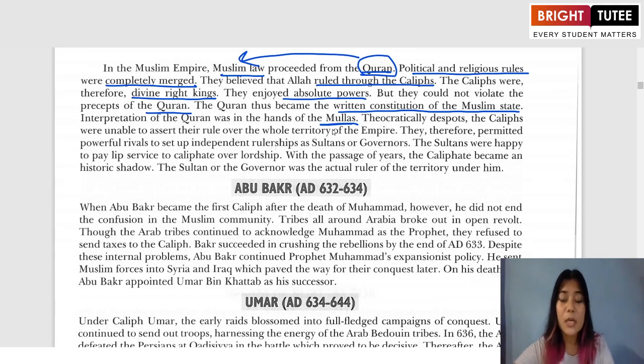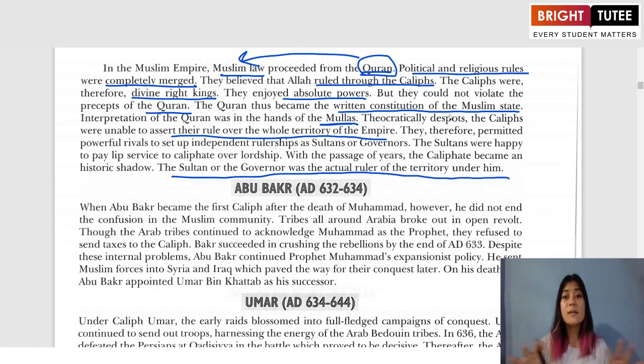Theoretically despots, the caliphs were unable to assert their rule over the whole territory of the empire. They therefore permitted powerful rivals to set up independent rulership as sultans or governors. The sultans were happy to pay lip service to caliphate overlordship. With the passage of years, the caliphate became a historic shadow. The sultan or governor was the actual ruler of the territory under him.